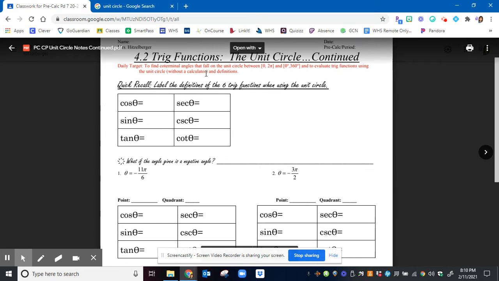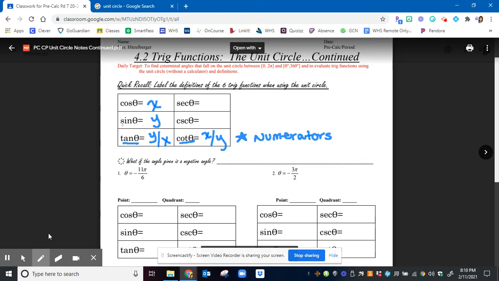So this is to find coterminal angles that fall in the unit circle between 0 and 2 pi, 0 to 360 degrees, and then to be able to evaluate these trig functions using our definitions. A real fast review of our definitions: cosine goes with the x value, sine goes with the y, and tangent is y over x. Then cotangent is x over y. I'm going to underline cotangent and tangent because for those we're only talking about the numerators. We talked about that trick in the last lesson.